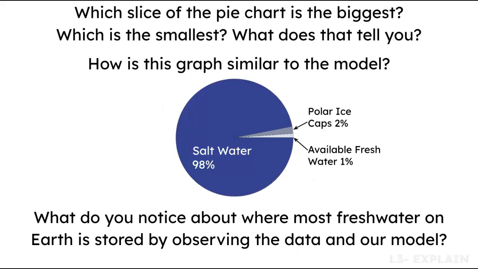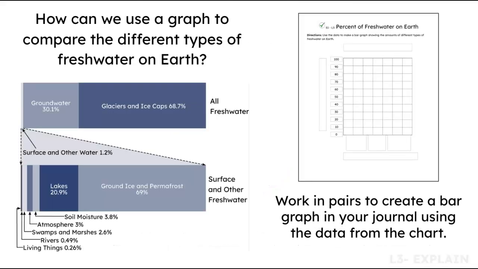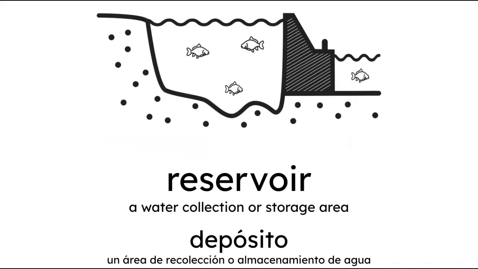Students will use the freshwater versus saltwater pie chart and the amount and location of freshwater graph to make a bar graph of the data on the percent of freshwater on Earth student journal page. You can also post the reservoir vocabulary card.